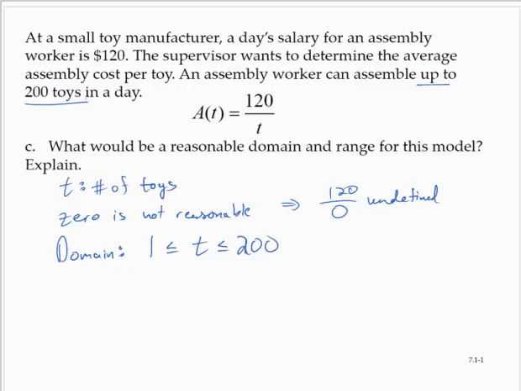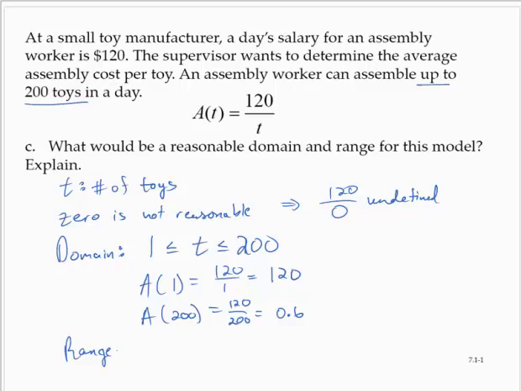Now, to find the range, well, what we can do is substitute those values in for T. A of 1 would be 120 over 1, which is 120, and A of 200 would be 120 over 200, which is 0.6. So the range would be 0.6 is less than or equal to A of T is less than or equal to 120.